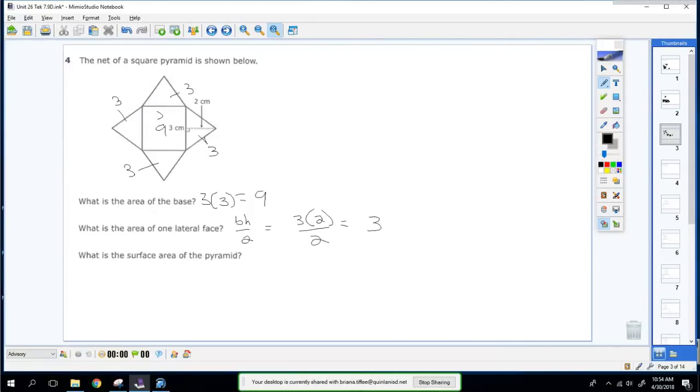Now you have to find the total surface area. So you're going to do 9 plus 3, plus 3, plus 3, plus 3. And when you add them all up, you get 21.